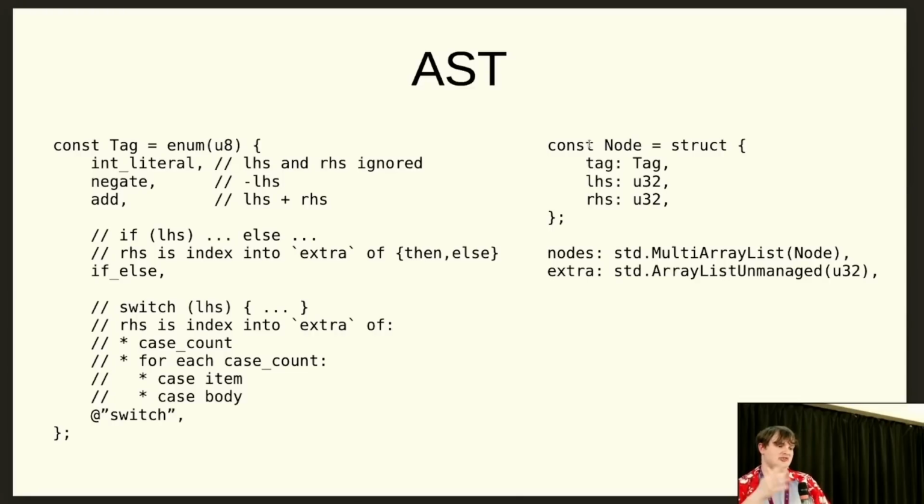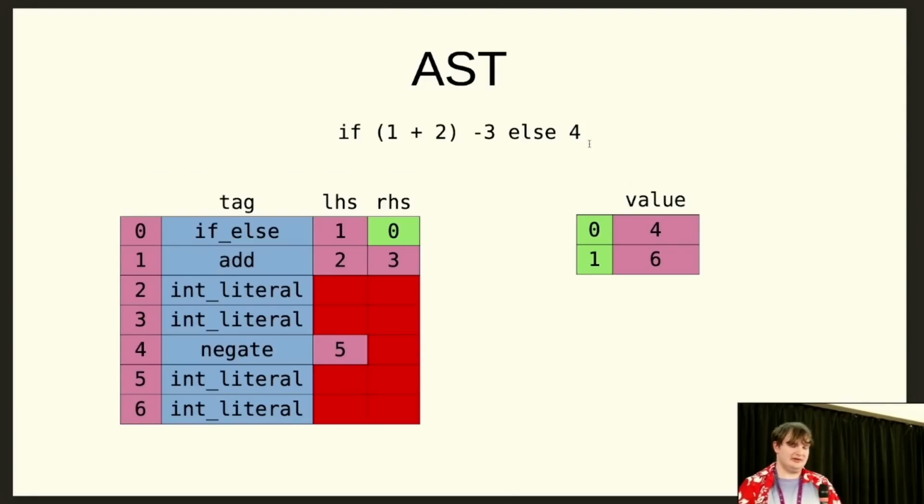And switch does something even more complicated, where we have a variable amount of data in extra. It first tells us how many cases there are, and then for each one, it'll have the case item and the body. So we can look at an actual example of this. It's probably the best way to get an idea of what's going on.